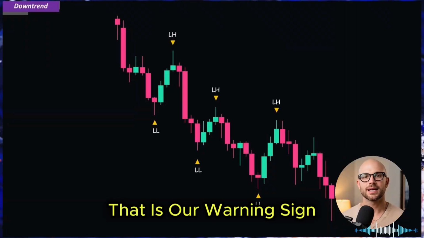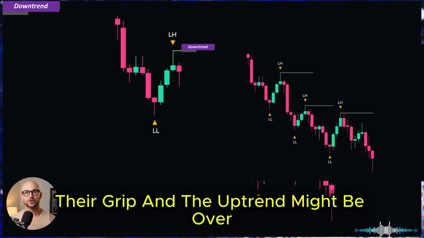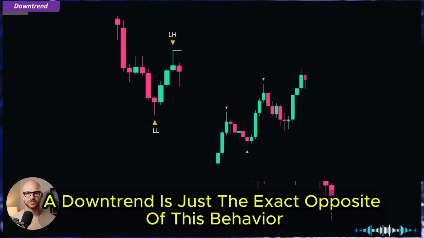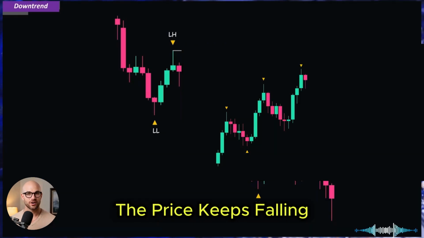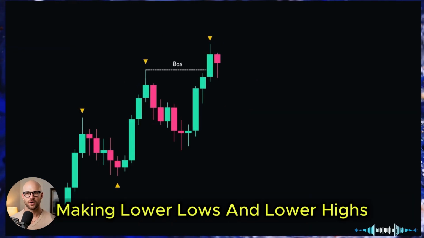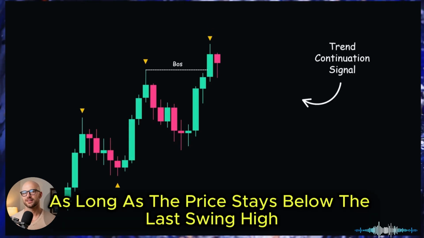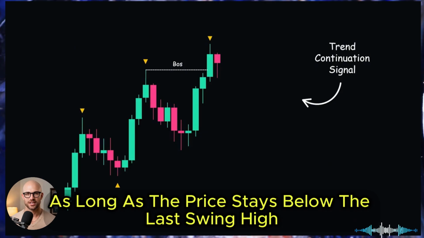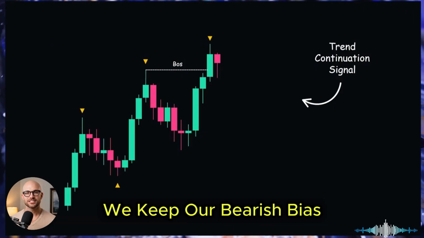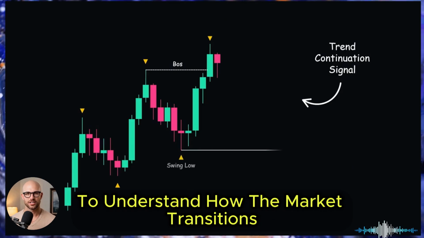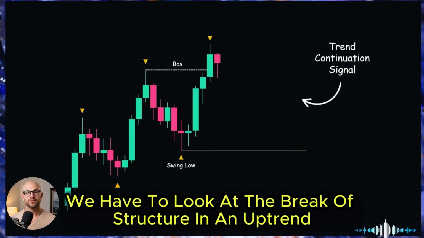That is our warning sign. It tells us the buyers are losing their grip, and the uptrend might be over. A downtrend is just the exact opposite of this behavior. The price keeps falling, making lower lows and lower highs. Here, the market respects the previous swing highs. As long as the price stays below the last swing high, we keep our bearish bias and look strictly for selling opportunities. To understand how the market transitions, we have to look at the break of structure.